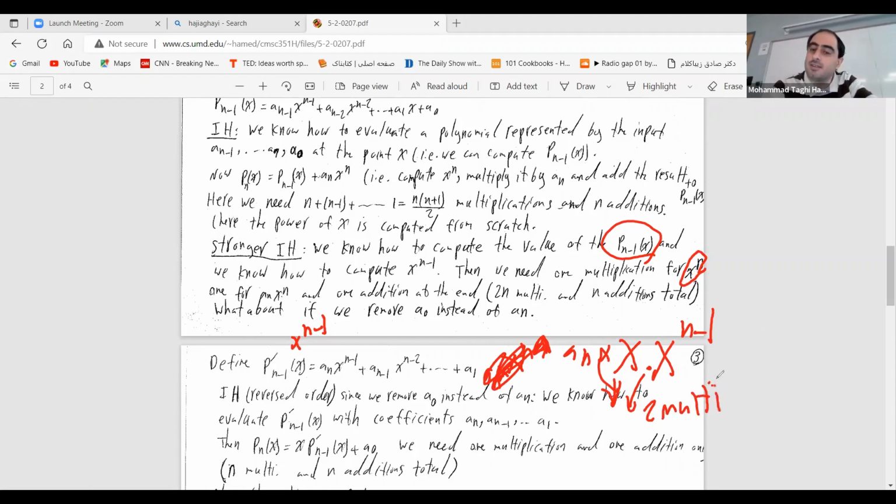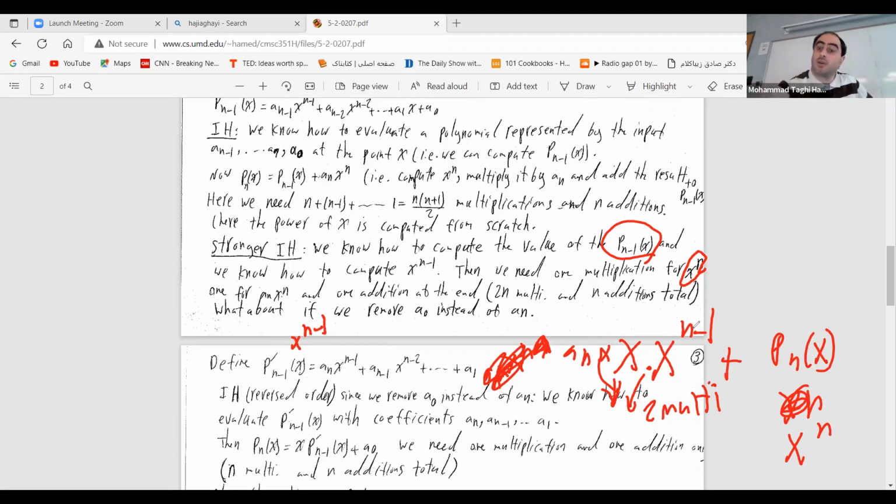And then I have what? How many additions do I need? One addition, I have it. Also, one other thing. When I go there, now I have Pn of x. But in addition, I also have xn, because I have also computed xn.